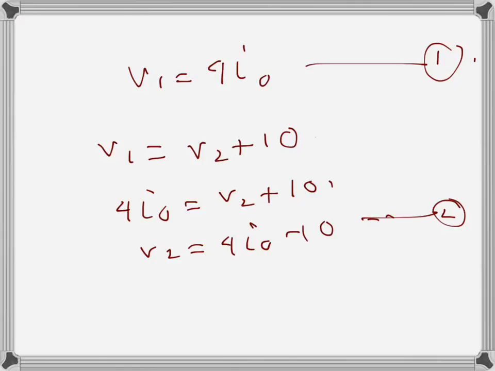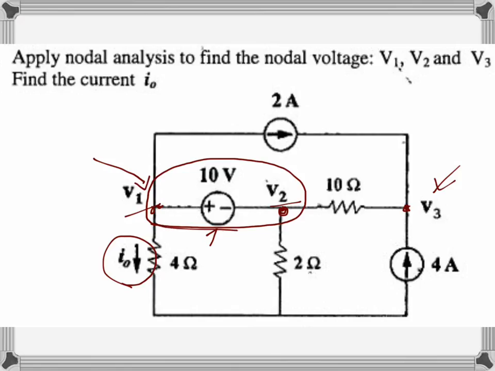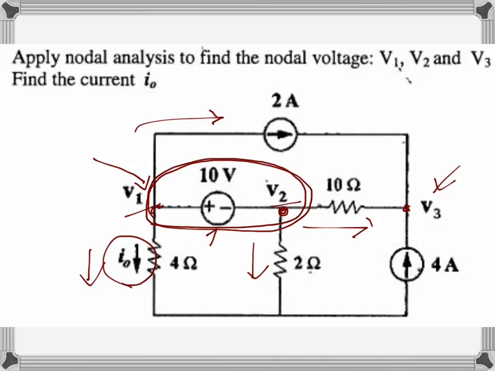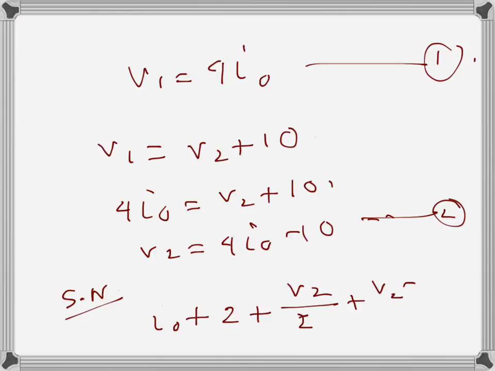This is equation 2. Now writing the supernode KCL for this supernode, there are four currents connected to this node. I will write the outgoing currents as positive. So I naught is an outgoing current, 2 is an outgoing current, this outgoing current will be V2 over 2, and this one will be V2 minus V3 over 10. So for the supernode: I naught outgoing, 2 outgoing, V2 over, was it 2? Yeah, 2, plus V2 minus V3 over 10 is equal to 0.